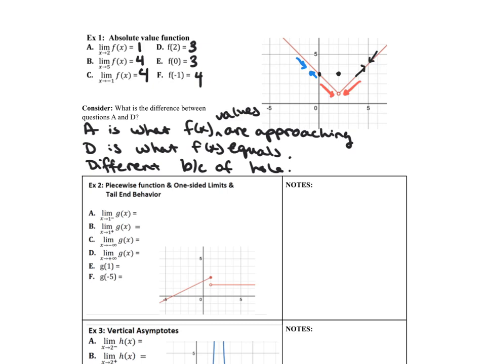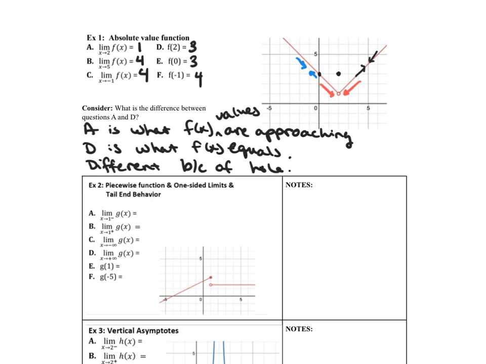We can see in examples C and F that if there isn't a hole, the limit as you approach the value and the value of the function at the same spot are equal. Sometimes that happens and sometimes that doesn't. All right, so let's continue on.